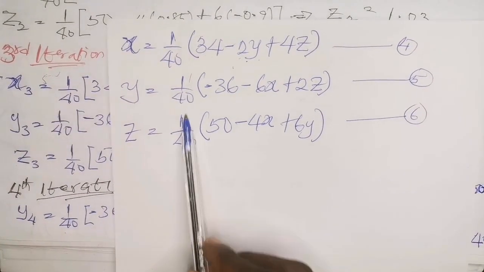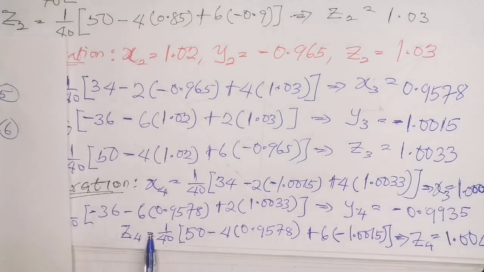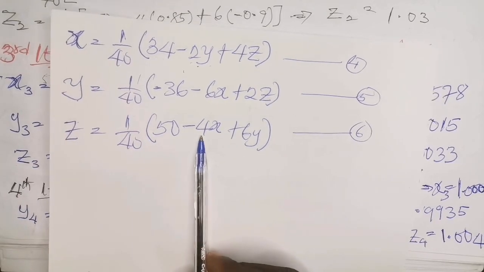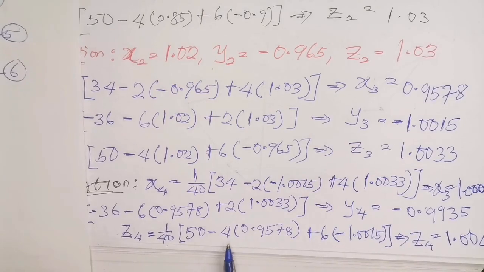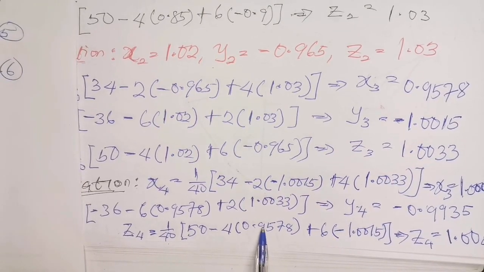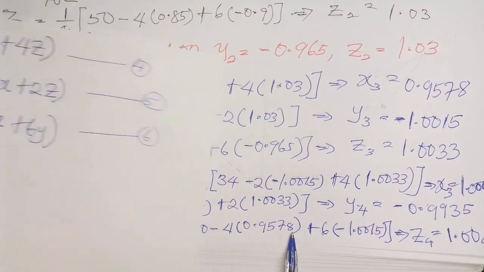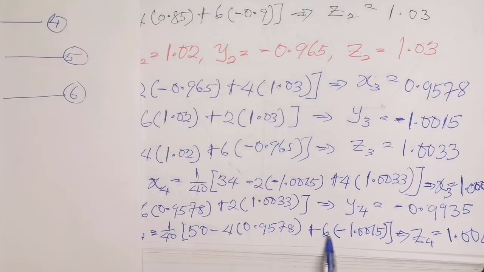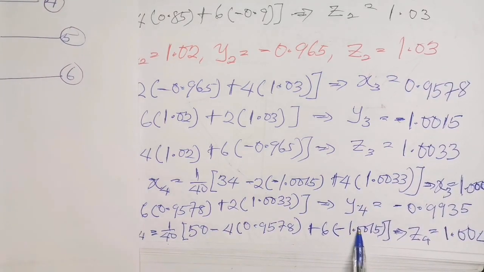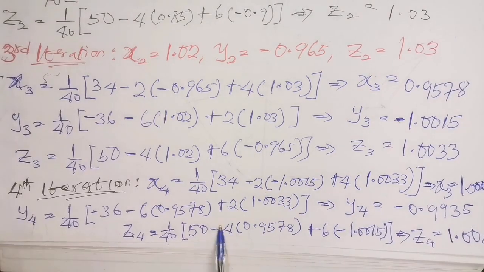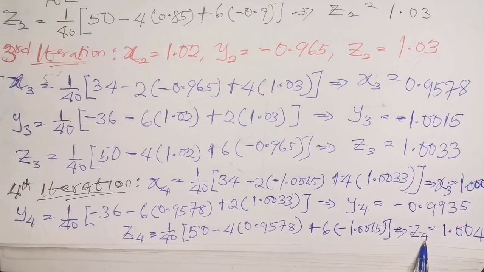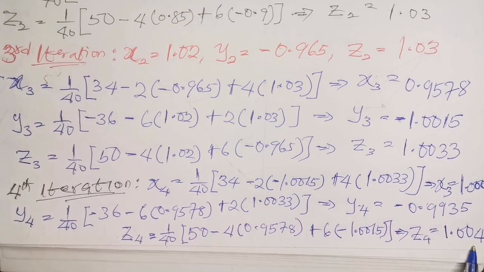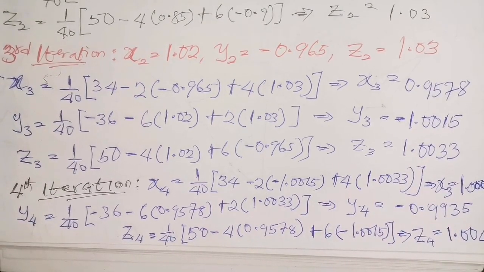So we actually solve for z4 at once, plugging in the values into the equation. This is for z4. So you still have 1 over 40 multiplied by 50. So you have minus 4x. X now is x3. So that becomes minus 4 times the value of x3, which is 0.9578. Okay. Then you have plus 6y. Y now becomes y3. That is plus 6. Y3 now is negative 1.0015. So upon final evaluation here as well, we have z4 to be equal to 1.0040 approximately.